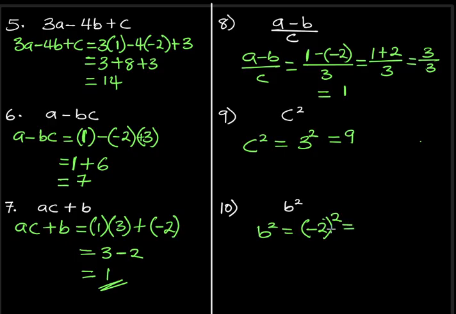And that will give us, remember what square is? Square means multiply that thing by itself. So minus 2 square means minus 2 times minus 2. And that will give us minus times minus plus, 2 times 2, 4. That will give us plus 4, which is equal to 4.